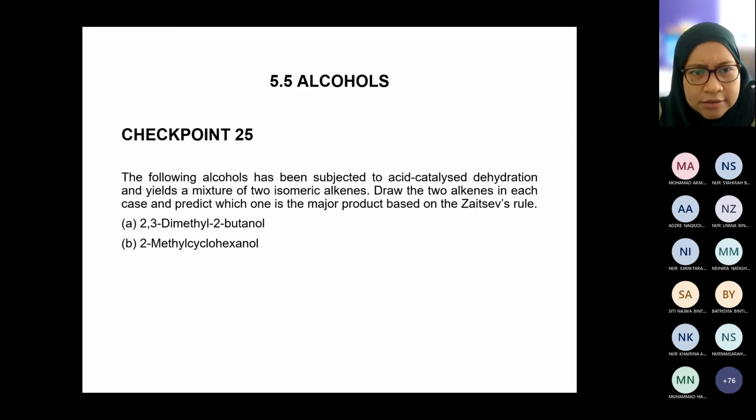Does it want the mechanism? Of course not. It wants the final product, right? One major, one minor. Alright, so first let's draw the structure. Butanol: 1, 2, 3, 4. Carbon number 2 has OH. Carbon numbers 2 and 3 have a methyl group. So this is 2,3-dimethyl-2-butanol.